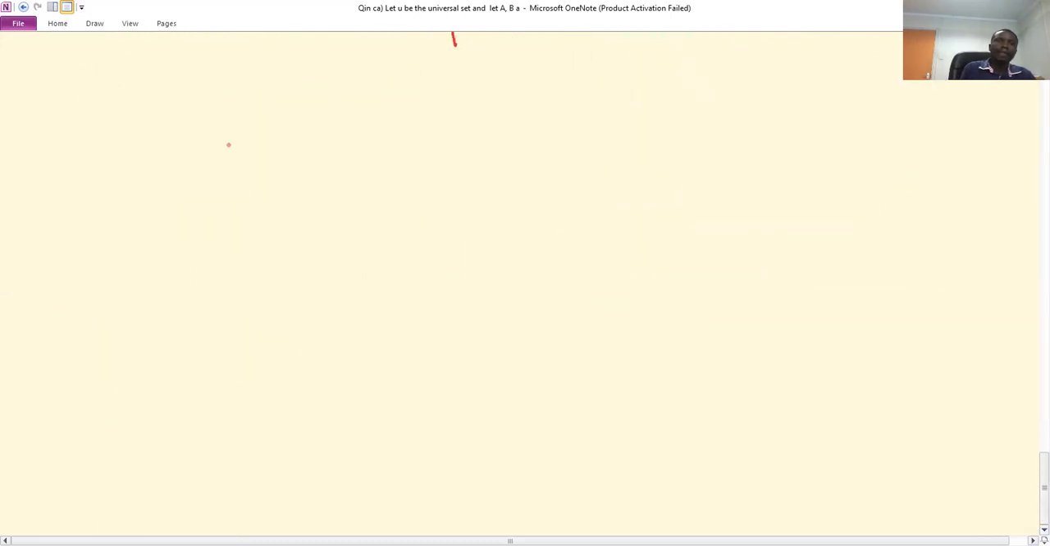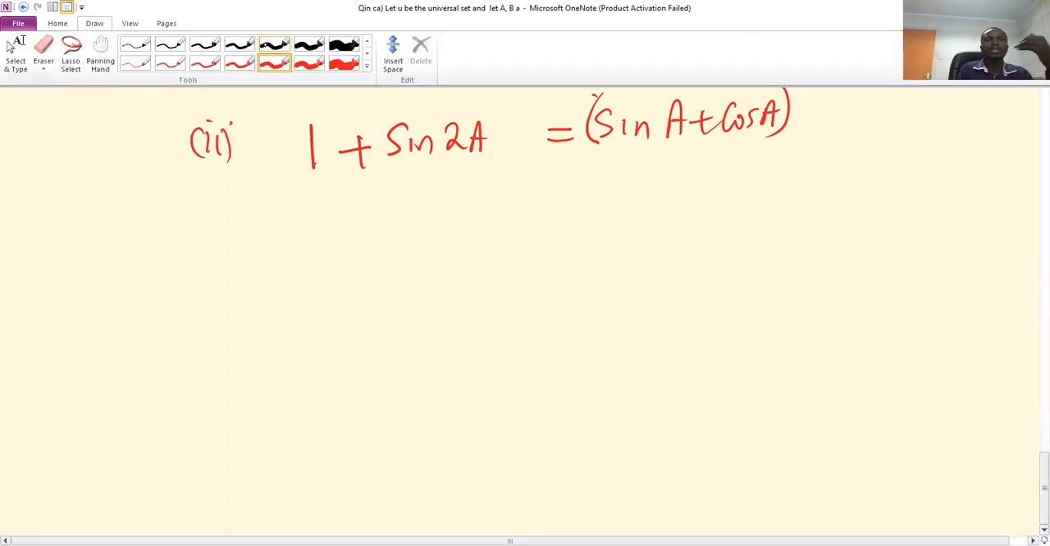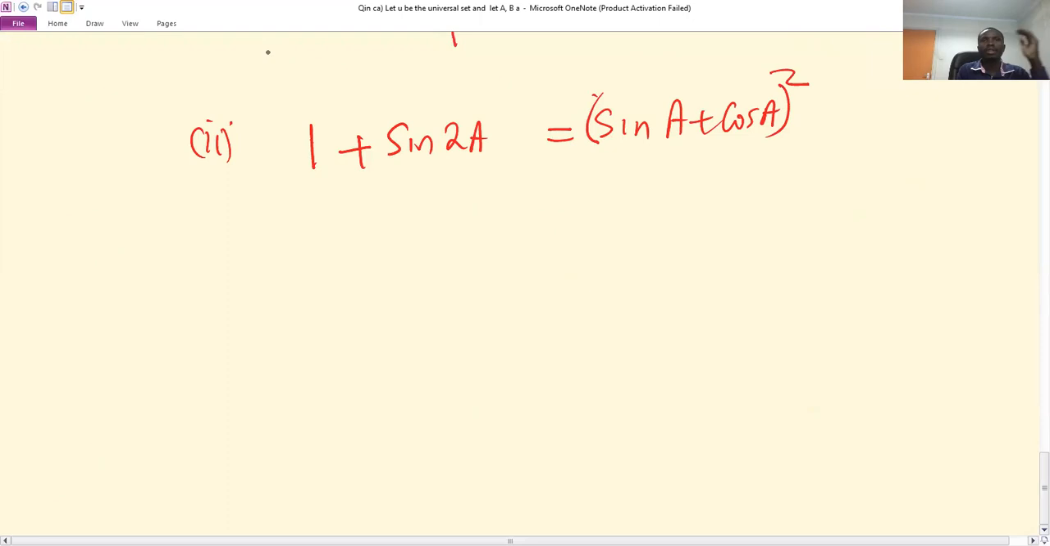Part B, we are to show that 1 plus sine of 2A is equal to sine of A plus cosine of A squared. So this is how we prove trigonometric identities. You can either manipulate one side and see that the solution you have is the same as what you have on the opposite side, or you can manipulate the two sides differently, but see that the simplification converges to the same answer in both cases.